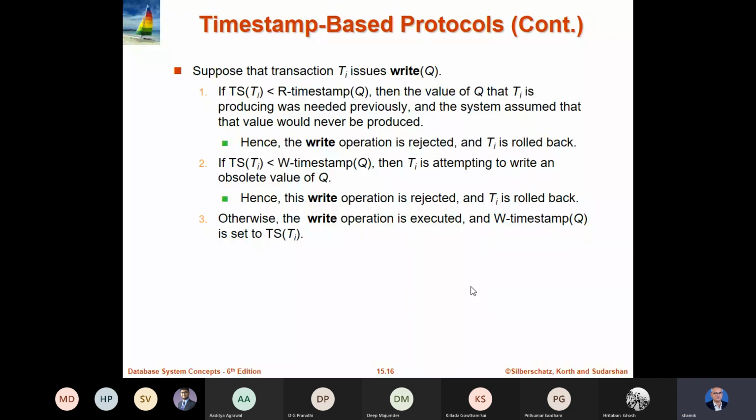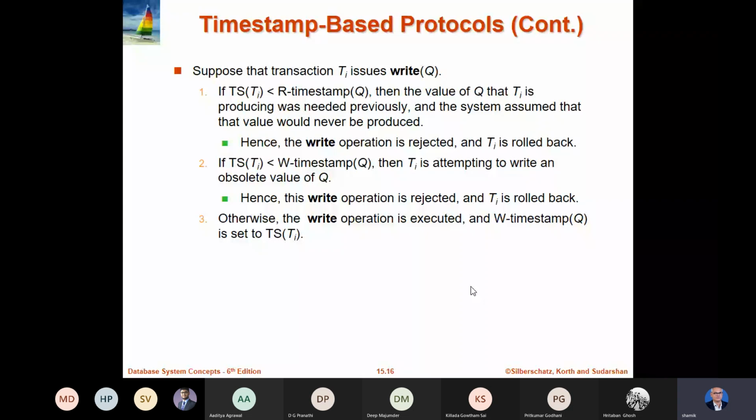Similarly, if the timestamp of Ti is less than the write timestamp of Q, then Ti is attempting to write an obsolete value of Q. Another transaction has already written the value of Q, and now Ti is trying to write, although the timestamp of Ti is less than the timestamp of the transaction that wrote that value of Q and updated the write timestamp of Q. Hence, this write operation is also rejected and Ti is rolled back. Otherwise, the write operation is executed and the write timestamp of Q is set to the timestamp of Ti. So that is simply the protocol.